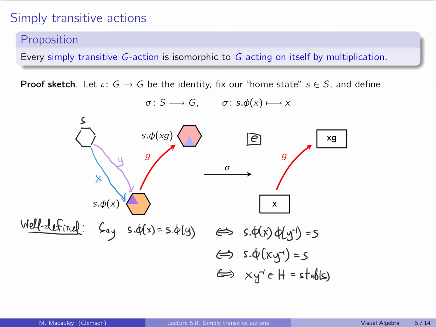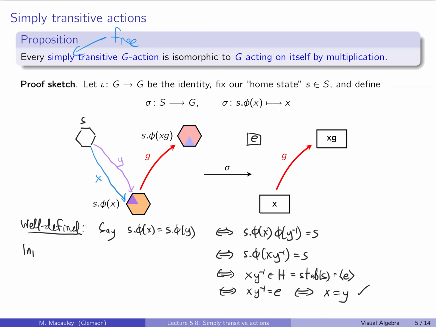But because this action is free, that means by definition that the stabilizer of every element is trivial. So the stabilizer is just a trivial group, and that means that X, Y inverse equals E, or equivalently, X equals Y. And that's what we had to show. We had 2 different ways to label this set element to get there from S, and both of those, when we apply this function, end up at the same place over here. So that's what it means to be well defined.